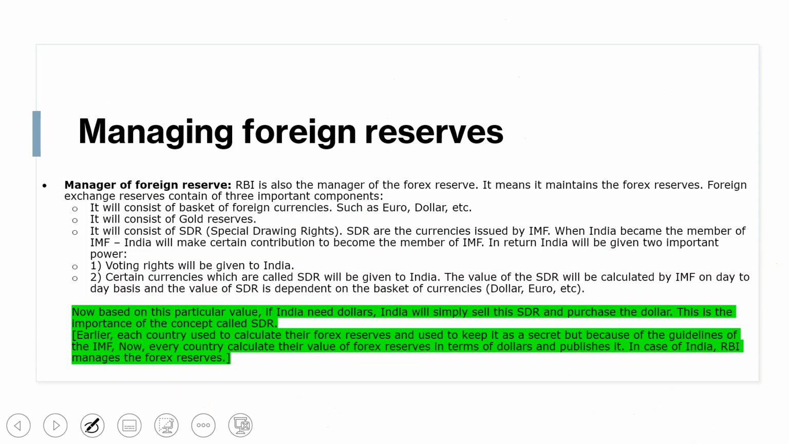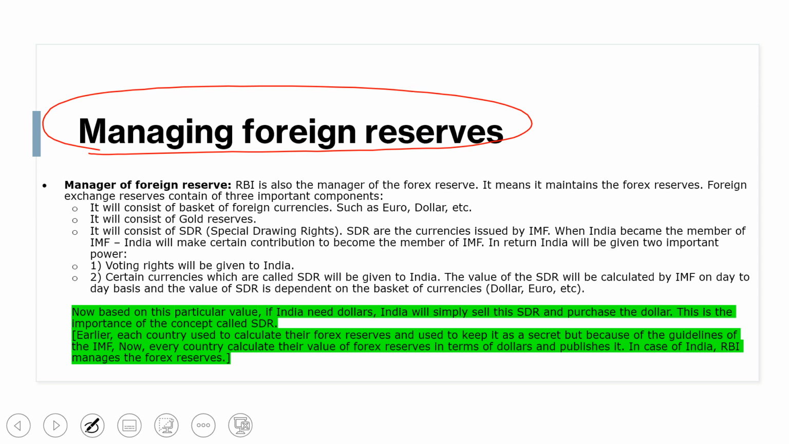Now moving ahead, the second function of the RBI is that it manages foreign reserves, forex reserves, dollars, currencies and all. RBI is the manager of forex reserves. What are the forex reserves? That is euros, dollars, dinar and everything, whatever foreign currencies India has, that RBI is maintaining. So it maintains the forex reserves, and forex exchange reserves consist of three important components. First, a basket of foreign currencies, like different types of euros, dollars and all.